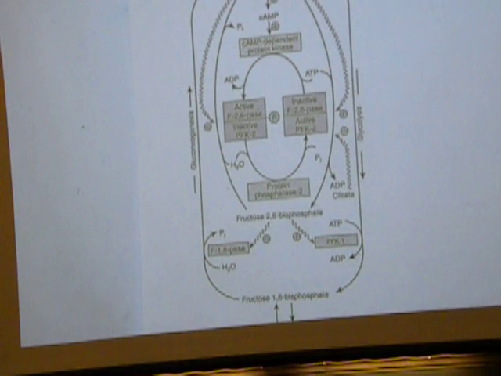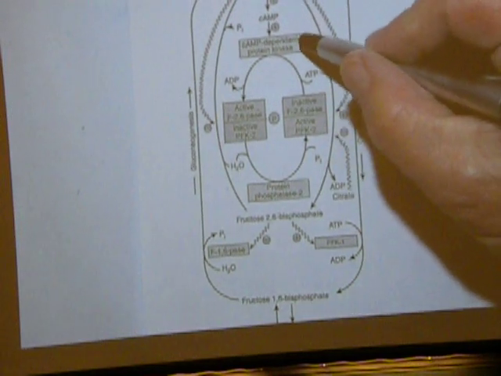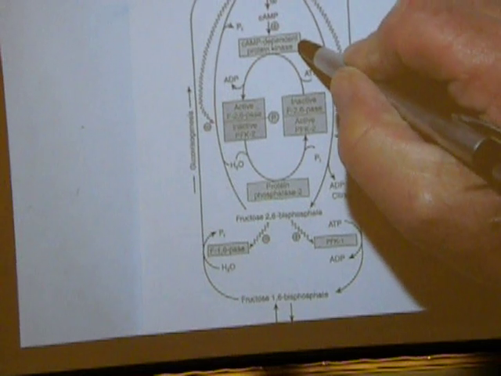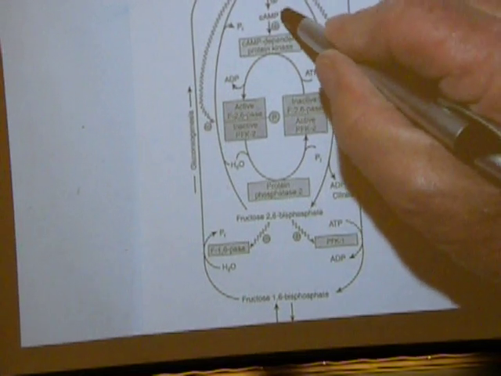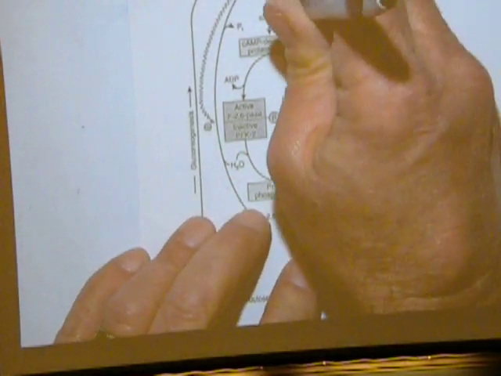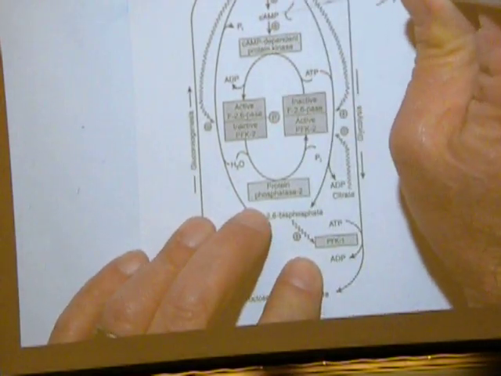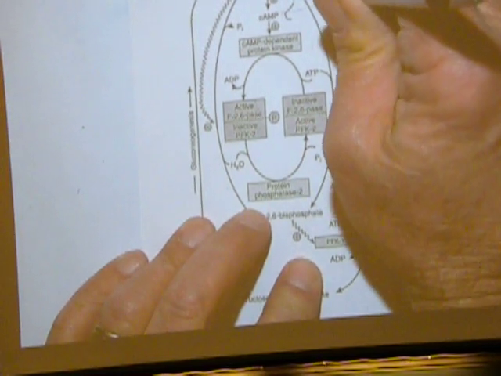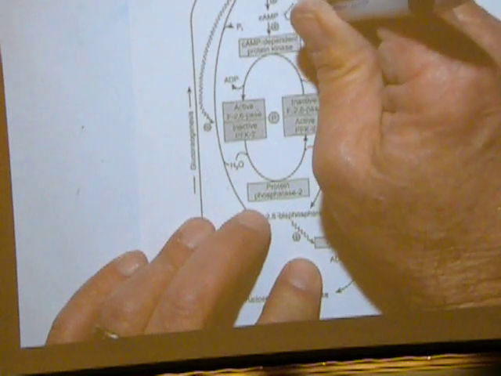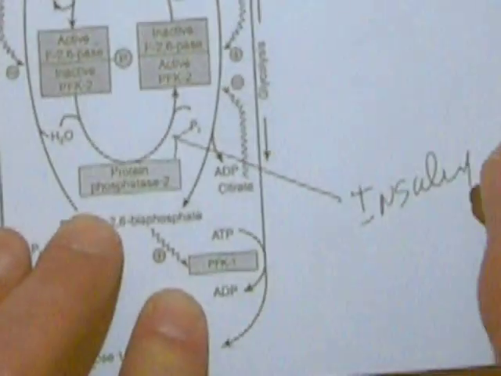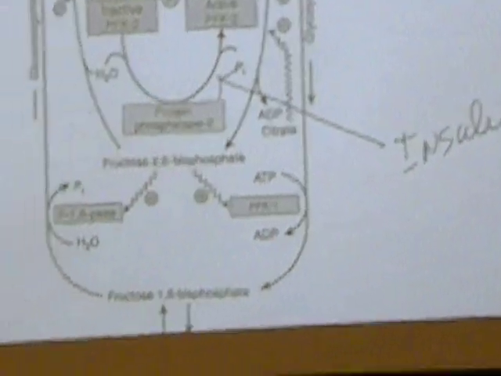Insulin's going to have a couple effects. Insulin is going to decrease cyclic AMP because it activates the phosphodiesterase 3 that we talked about last quarter. So insulin has a negative effect on that cyclic AMP. And it has a positive effect on that protein phosphatase 2.